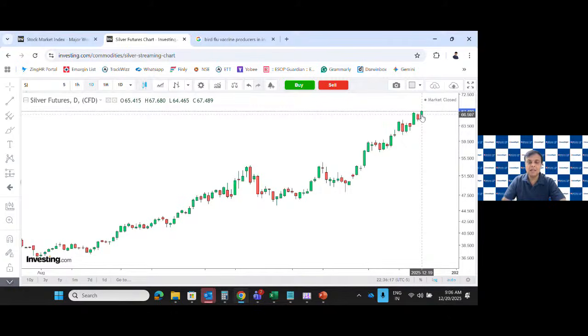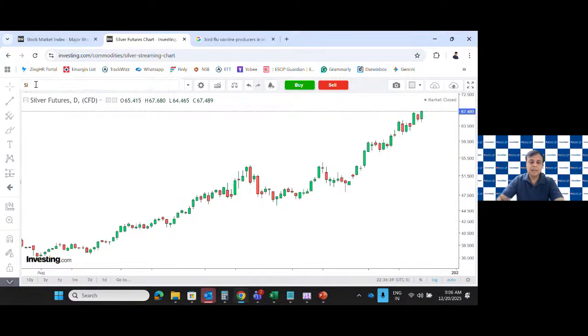Gold is also trading near its all-time high, but silver is rising like anything, and it is in full bullish momentum. This is the one asset class where the entire money is going. It looks like that globally. So this is a continuation of an uptrend, and that is why we are seeing that in the Indian market as well, the silver ETFs have gone up sharply.